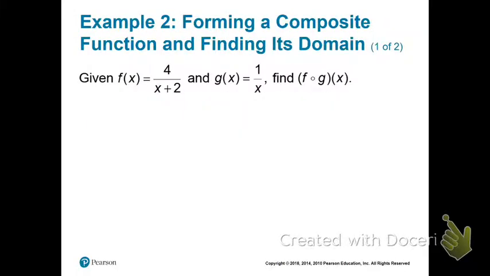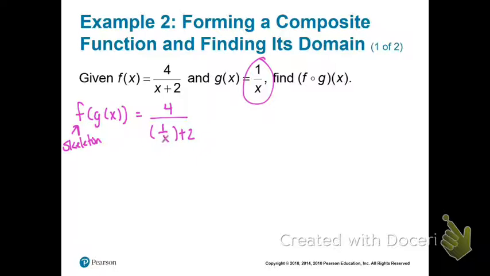All right, so here it says it wants us to find the composition of f composed with g with respect to x if f of x is 4 over x plus 2 and g of x is 1 over x. So we're looking for f composed with g of x, which remember means f is my skeleton. So we have 4 over x plus 2. And we're going to plug in g of x, which is just 1 over x.